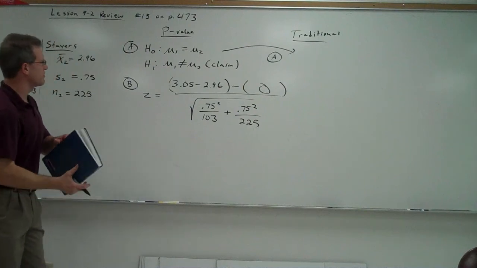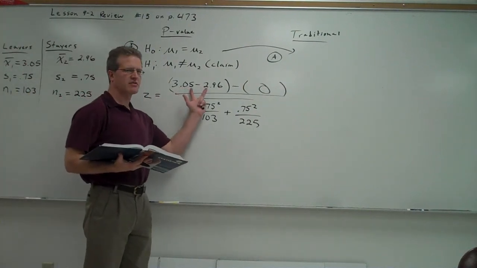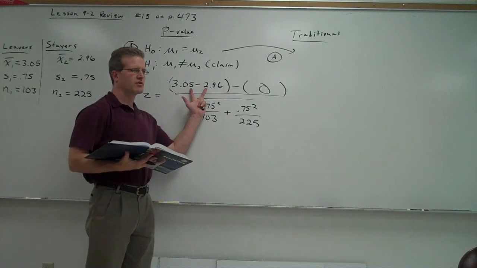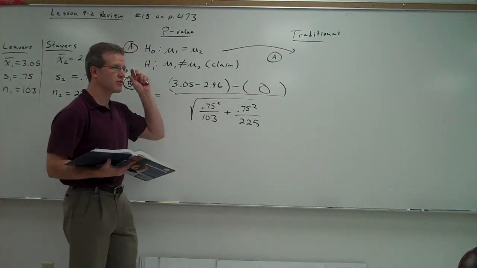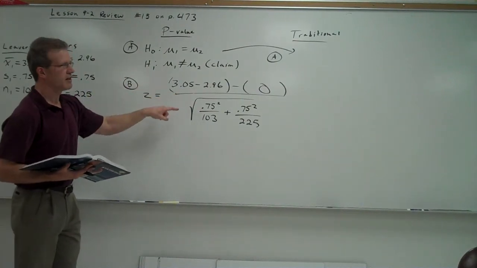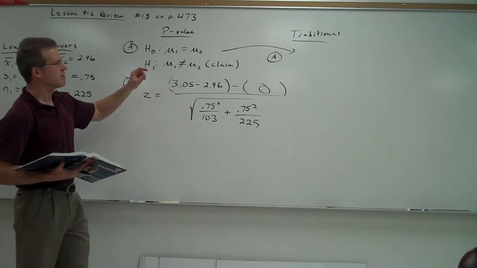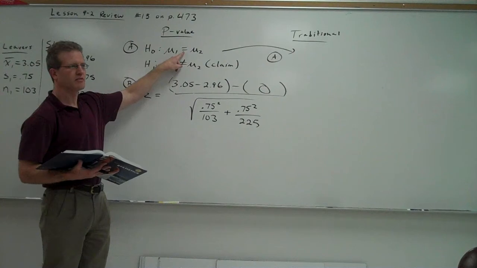Let me ask you this. What if the sample means were exactly the same? What if these two numbers were exactly the same grade point? What would this answer come out to then? 0. Because 0 divided by anything will give you 0. So if the sample means are the same, you're going to get 0. And when you get a z-score of 0, that means you're in the middle of the distribution, which means you would not reject the null.